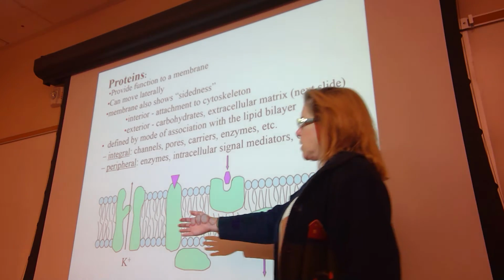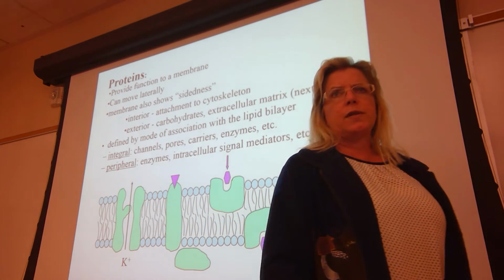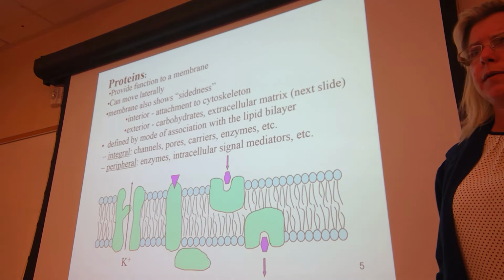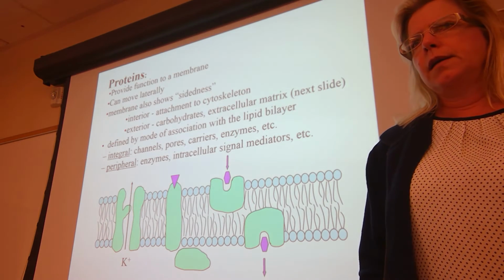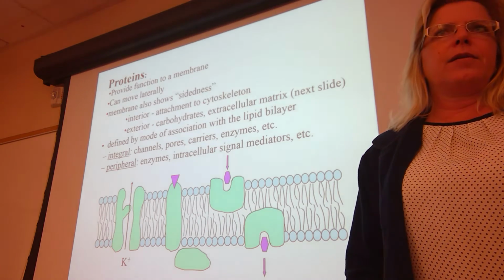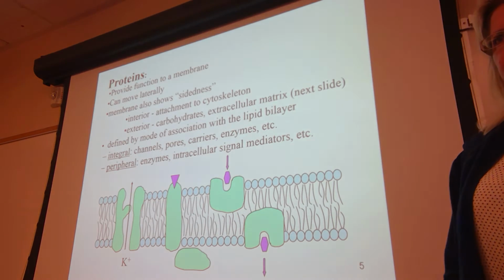Some channels are not gated, in which case they are called pores, meaning they are a constant open channel going through the cell membrane. A great example of that is something called aquaporin. Well, what does aqua mean? Water, good. And porin means pore. So put it together. It's a pore to allow water to go through the cell membrane.